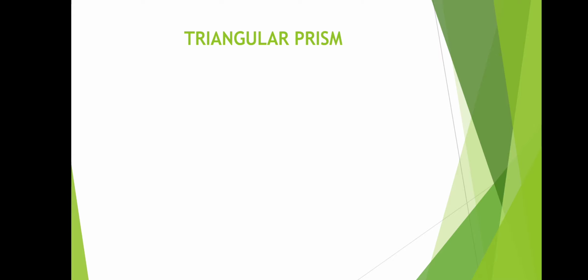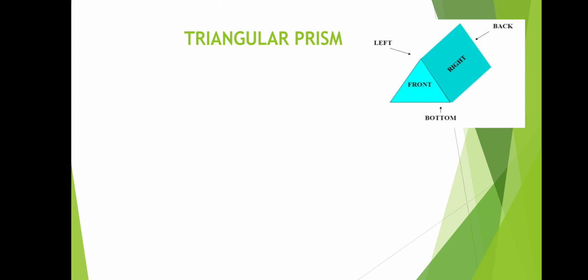As we have understood the different types of prisms and how we can identify a particular prism, whether it is a triangular prism or a square prism, now we will focus on the triangular prism. A prism having three rectangles with two identical faces. You can see here this front face and the back face are identical and they have three rectangles. So it is a three-sided prism.